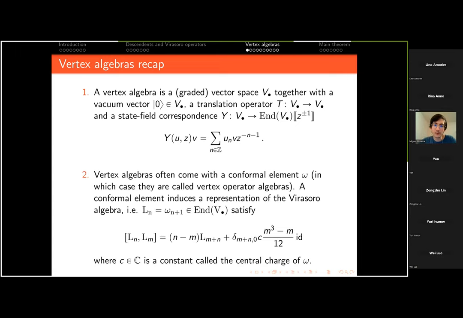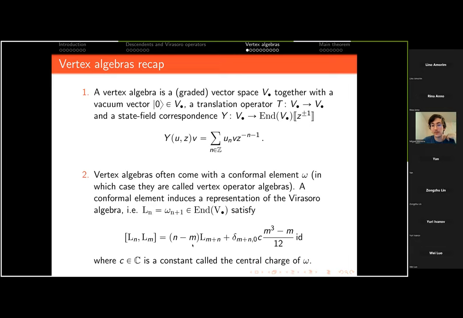Vertex algebras sometimes produce representations of the Virasoro algebra. Very often a vertex algebra comes with a conformal element. This is some element omega in the vertex algebra such that the induced operators L_n, defined by the (n+1)-th multiplication by omega, form a representation of the full Virasoro algebra. So we have these operators for every integer n, and the bracket is like this.